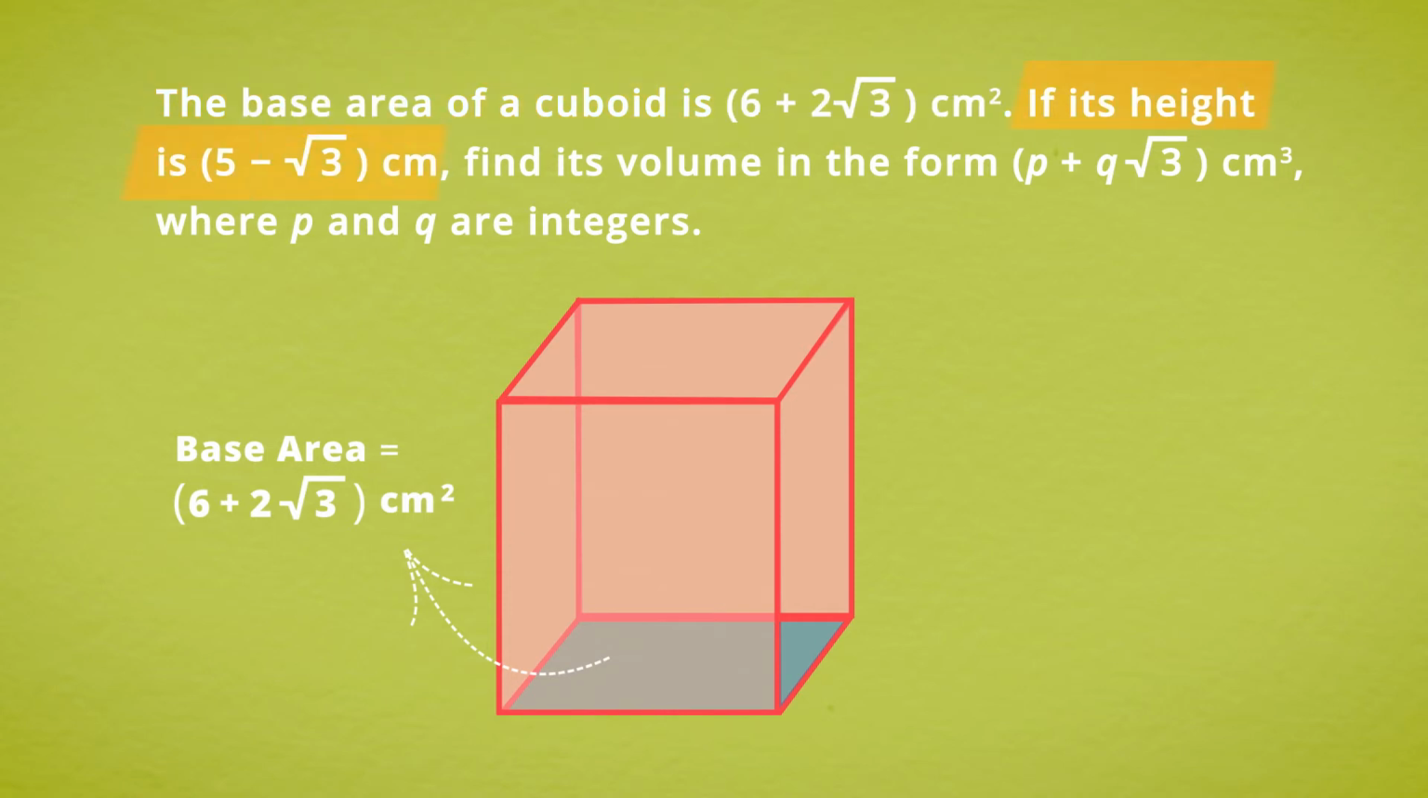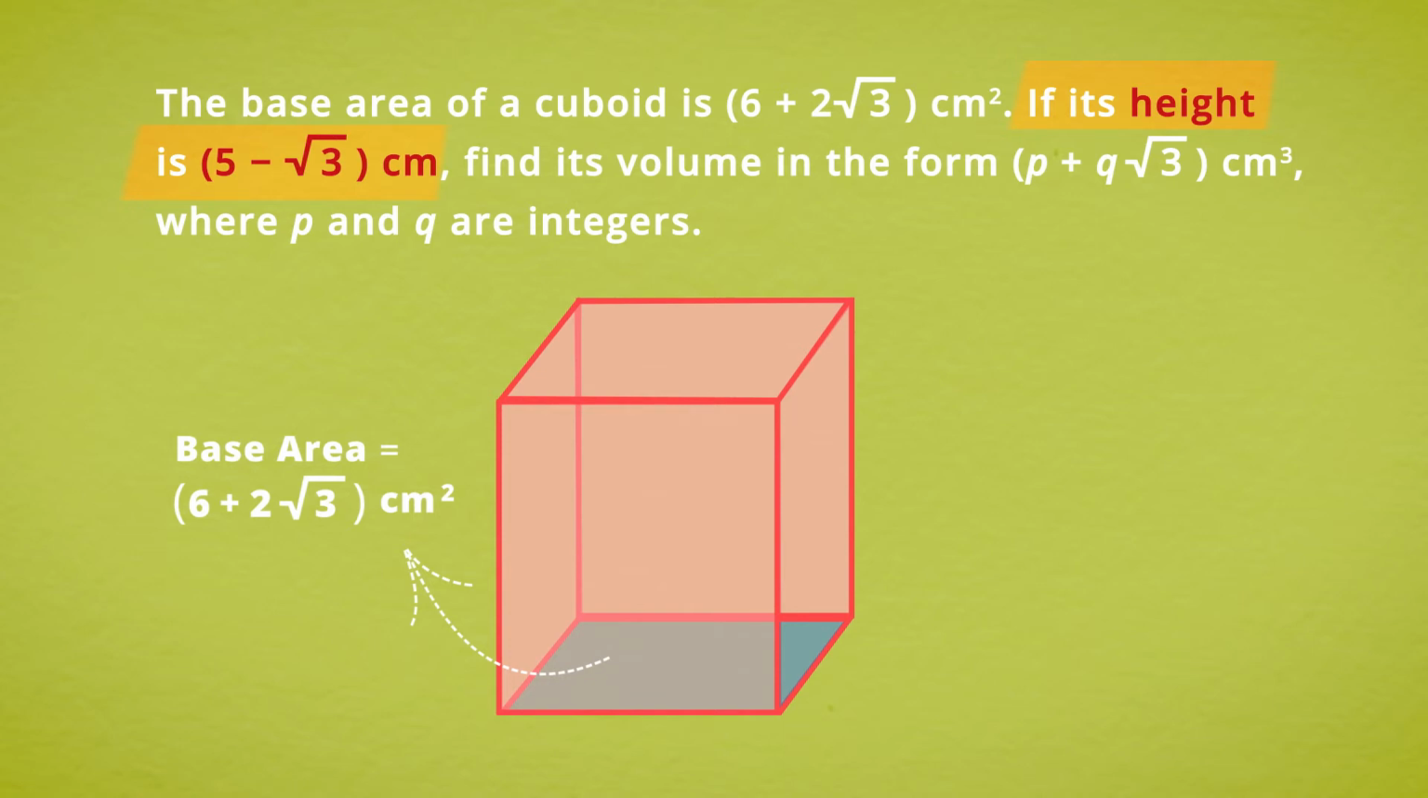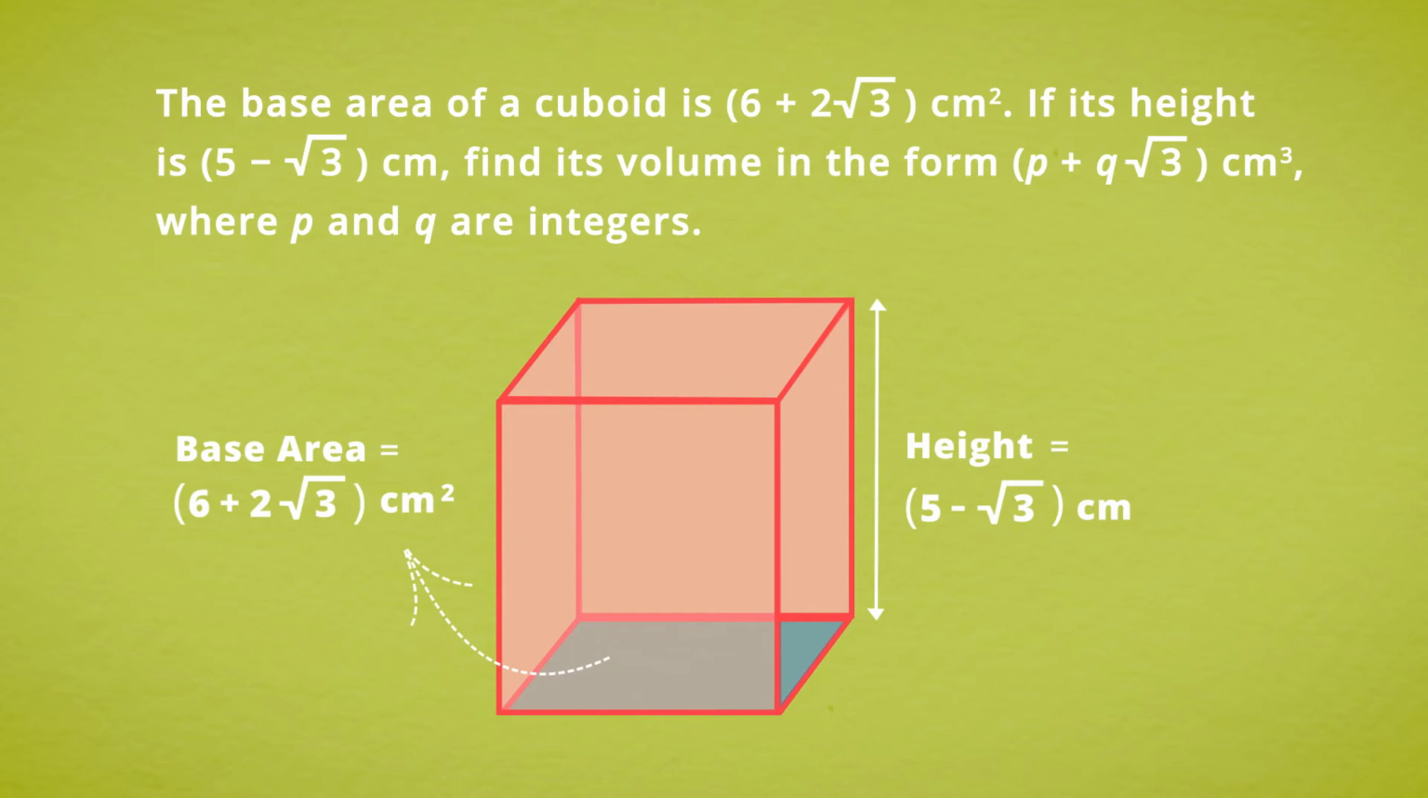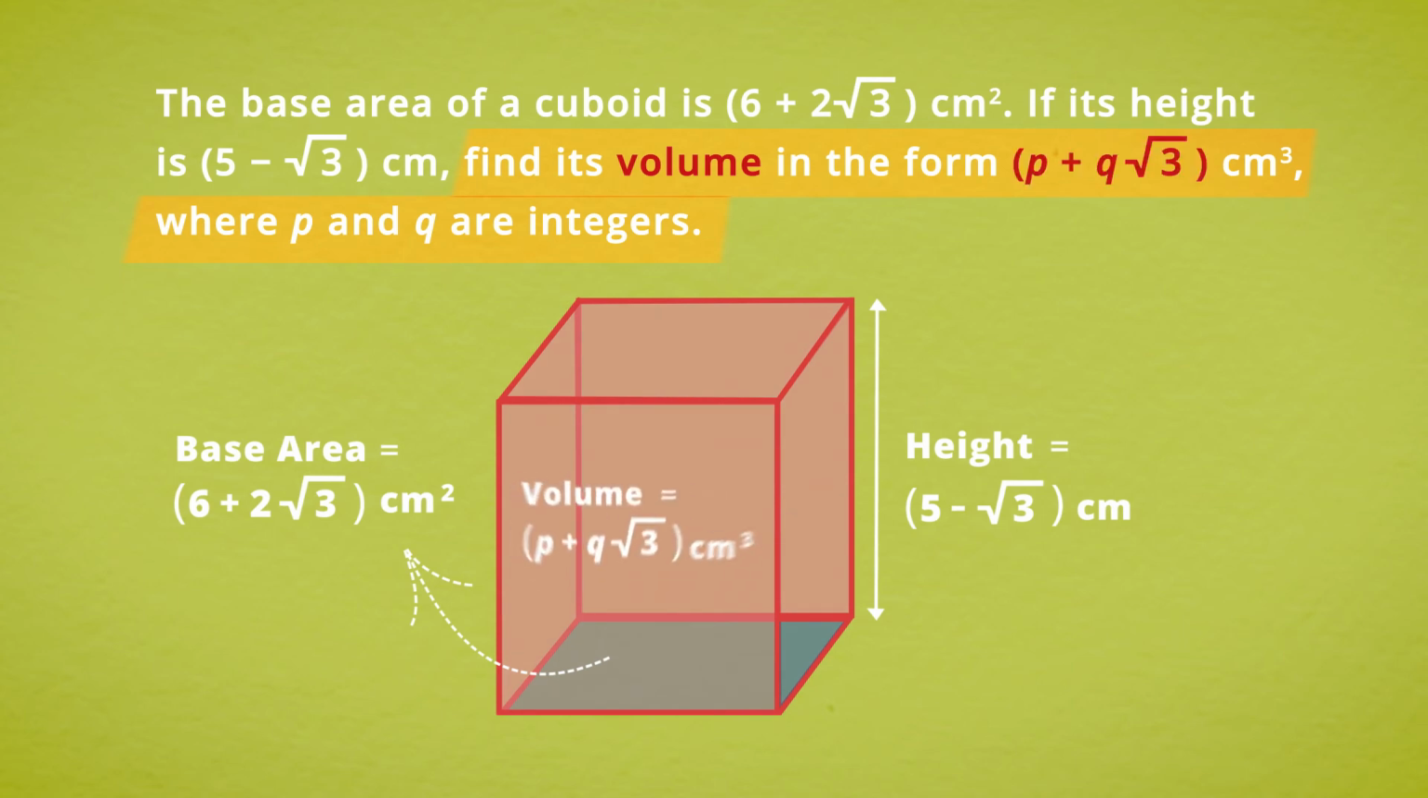In the next sentence, it says that if its height is 5 minus square root of 3 centimeters. Do you know what this height is referring to? Yes, it refers to the height of the cuboid. Again, notice that we are given information about the base area and height of this cuboid. Then it says, find its volume in the form P plus Q times square root of 3 cubic centimeters, where P and Q are integers. Can you see that we are required to find the volume of the cuboid, which is in the form P plus Q times square root of 3?